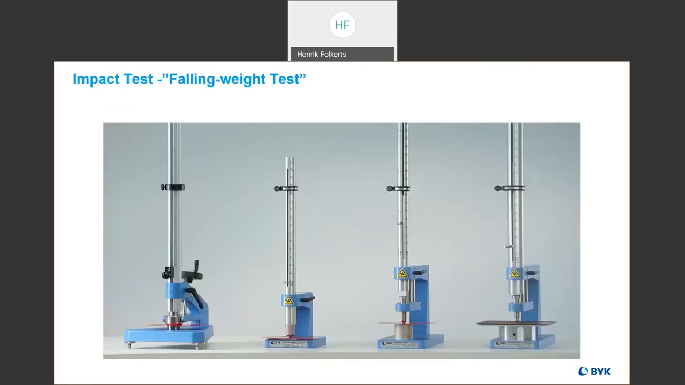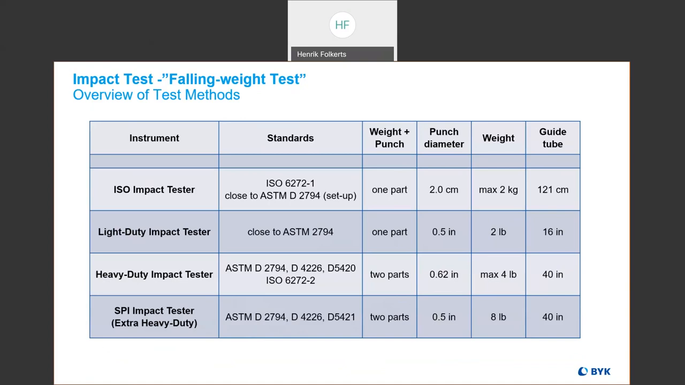Okay, and the next test I want to show you is the fast flexibility method called impact test method, or also falling weight test. As you can see in the picture, there are different types of models available. And in this overview, you can see there are two ISO impact testers and several ASTM impact testers. Different methods are defined depending on the weight and the height of the tube that can be applied for this test. The difference between ASTM and ISO is whether the weight and the punch are two in one, meaning one part, or two different pieces. According to ASTM, weight and punch are two separate pieces.